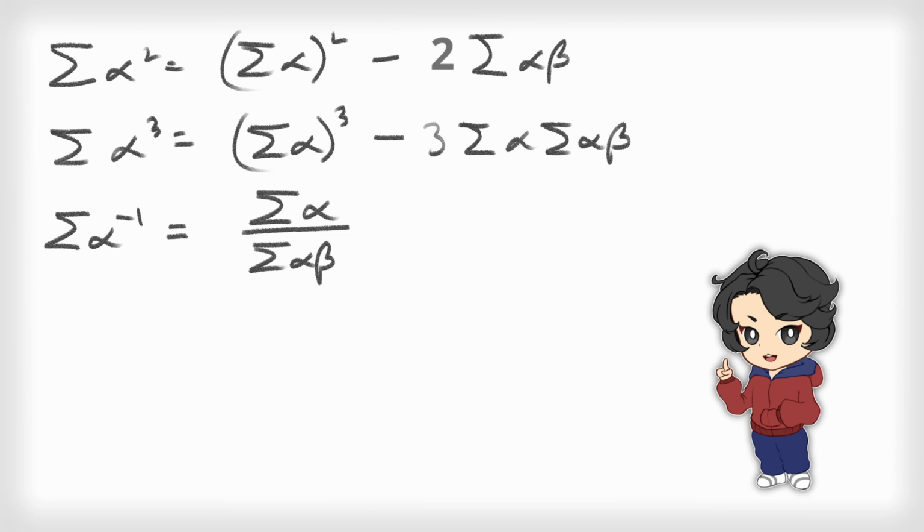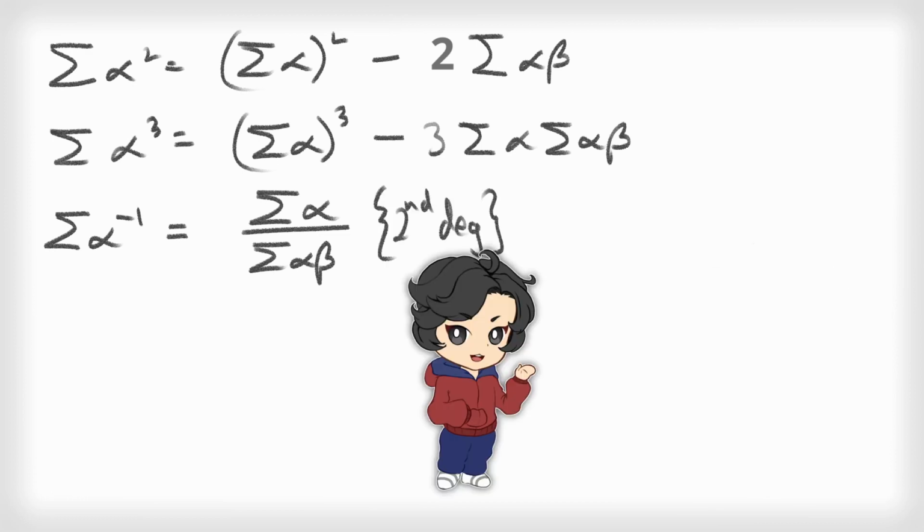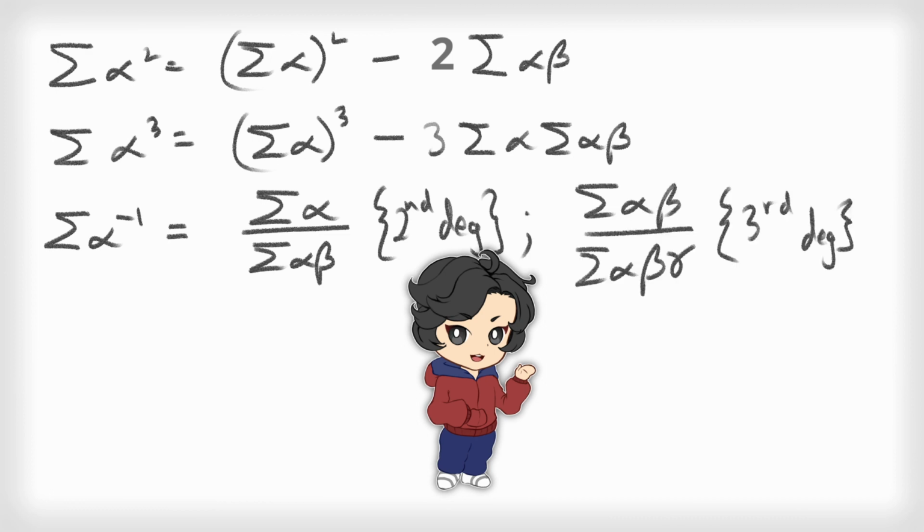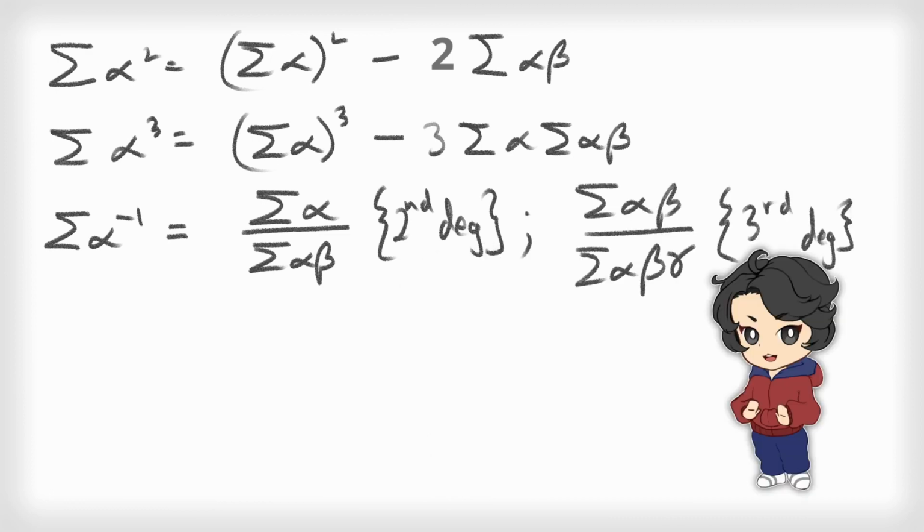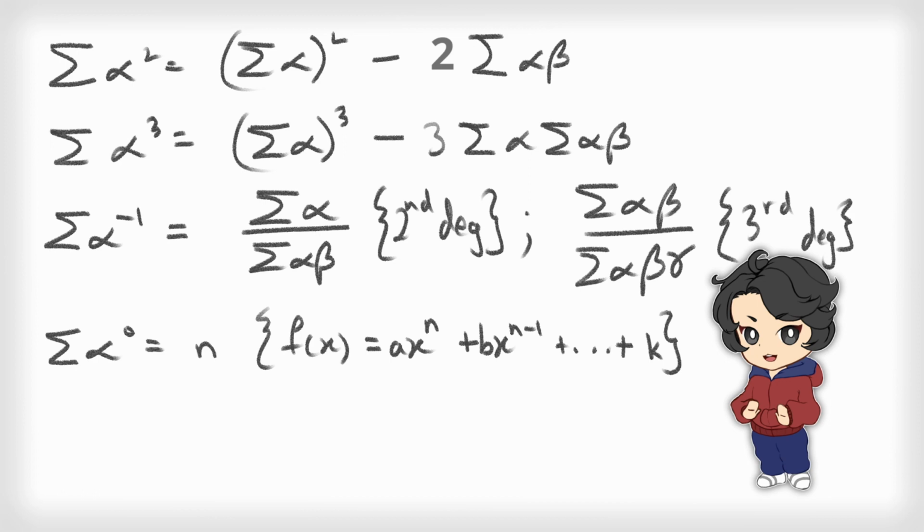However, we do need to take into consideration how many roots our polynomial has before deciding on which version of the formula to use. Finally, we also learned that the sum of alpha to the 0 is equal to which degree polynomial we're dealing with. And with that, that's it for the video.